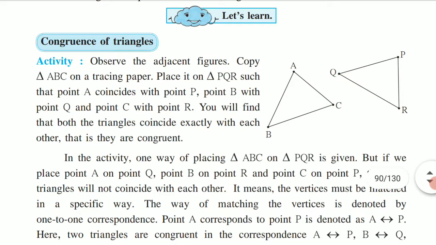Now let us learn congruence of a triangle. Activity. Observe the adjacent figures. Copy triangle ABC on a tracing paper. Place it on triangle PQR such that point A coincides with point P, point B with point Q, and point C with point R. You will find that both the triangles coincide exactly with each other. That is, they are congruent.